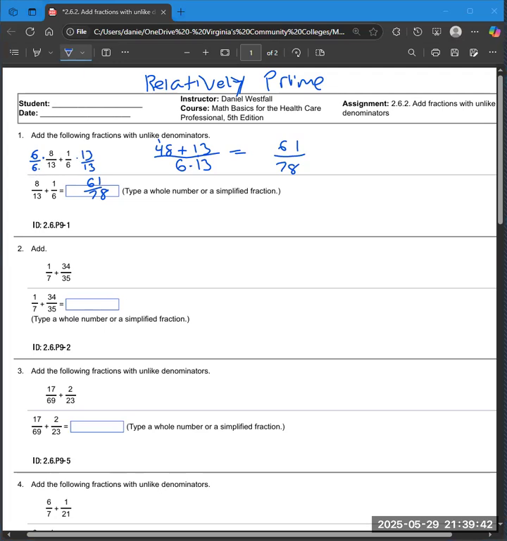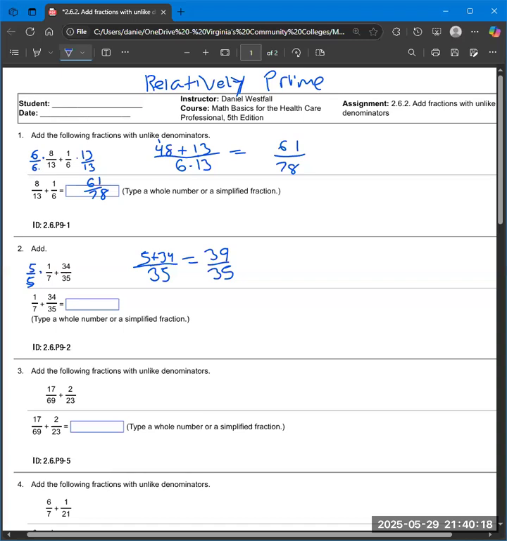Now the second type of problem, the smaller denominator divides into the bigger denominator evenly. So 7 goes into 35 5 times. So I'm going to multiply the one with the smaller denominator by what it takes to get to the larger denominator, because the larger denominator is my LCD. So 5 times 1 is 5, plus 34, and then 5 times 7 is 35. It's going to give me 39 over 35.